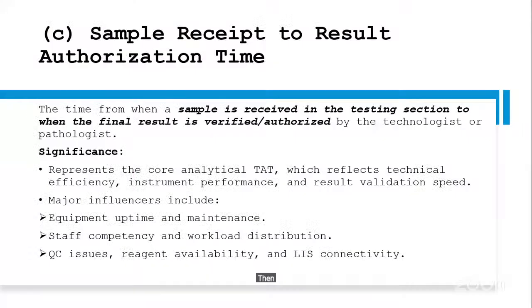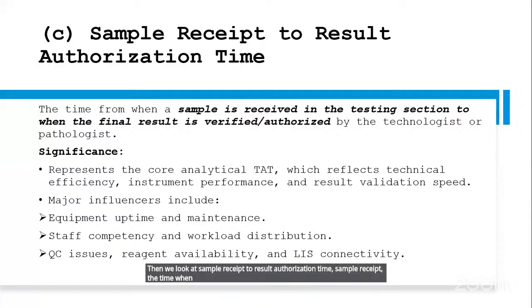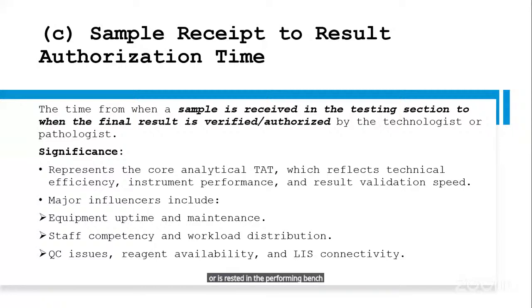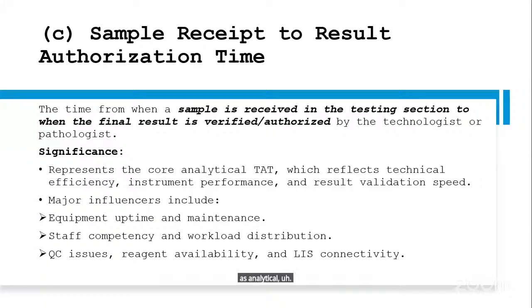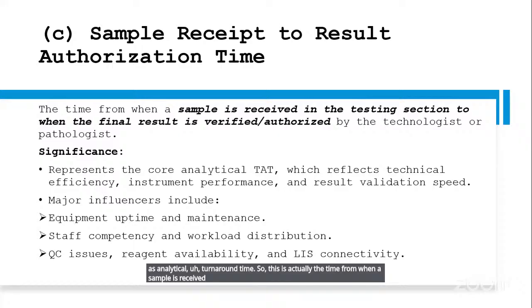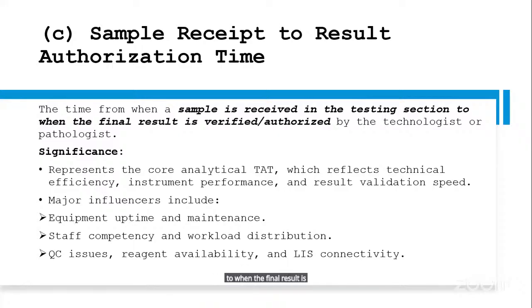Then we look at sample receipt to result authorization time. Sample receipt is the time when you receive your sample in the lab or it is receipted in the performing bench, to the time when an authorized result is actually released. And that is what we always fondly refer to as analytical turnaround time. So this is the time from when a sample is received in the testing section to when the final result is verified and authorized by the technologist or pathologist.